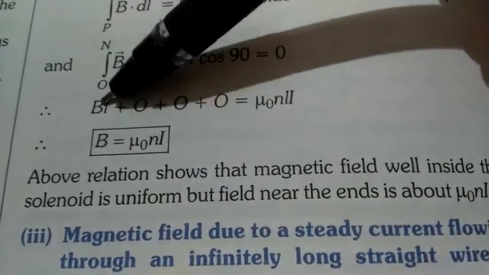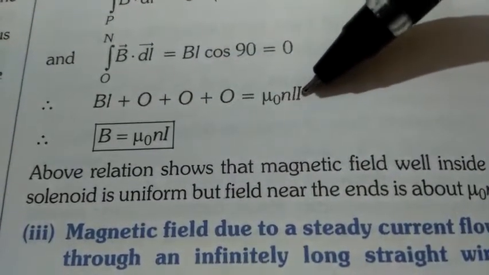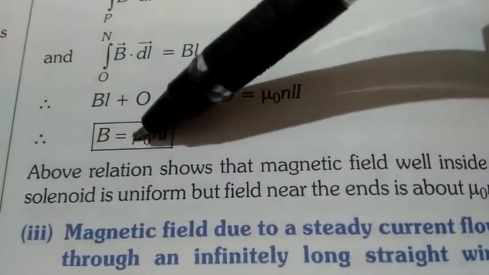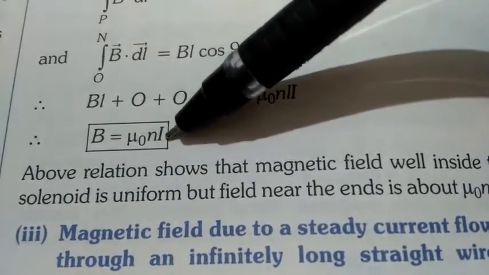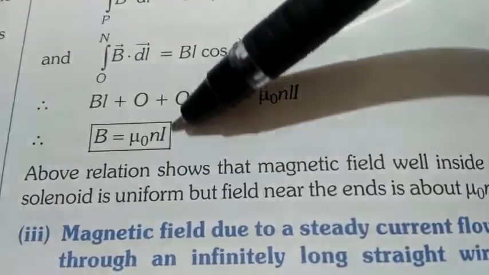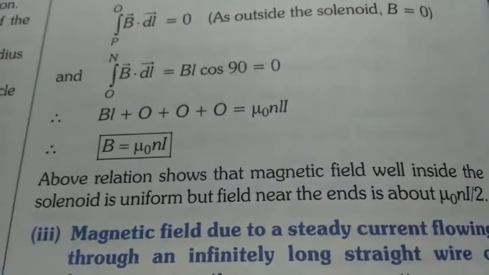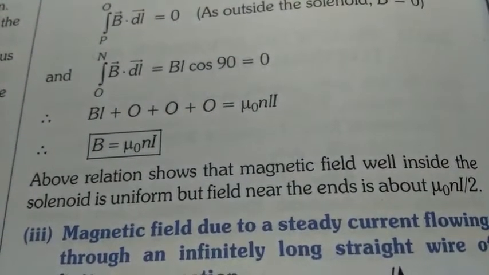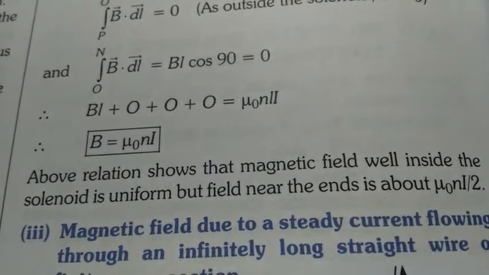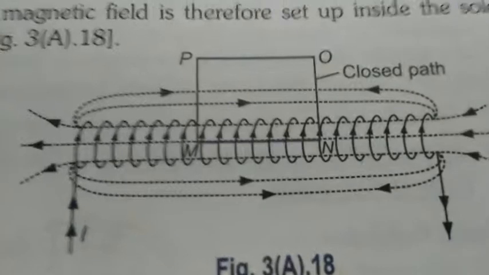When we put that value here, we have BL plus 0 plus 0 plus 0 equals mu naught NLI, or simply B equals mu naught nI. Okay, L and L will get cancelled. So B equals mu naught nI. So this is the required equation for the magnetic field due to a straight solenoid. The above relation shows that the magnetic field well inside the solenoid is uniform, but the field near the ends is about mu naught nI upon 2. Okay.